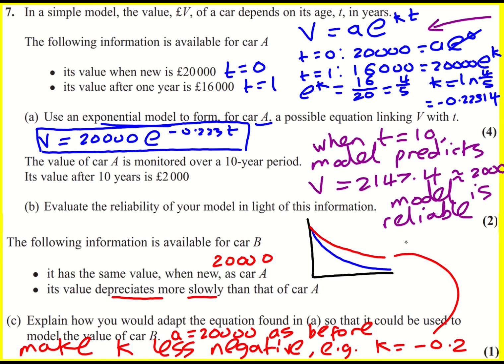And then it will follow this sort of pattern. There are other answers, and I'd say have a look at the mark scheme if you're interested in that. I think this is the textbook answer that's been asked for, and you don't have to change the model that much. Just keep the 20,000 the same, but increase k slightly, make it less negative, closer to 0. That will cause it to decay at a slower rate.